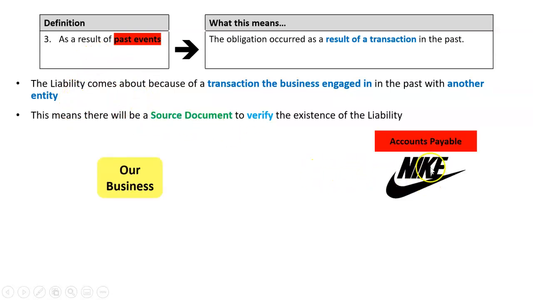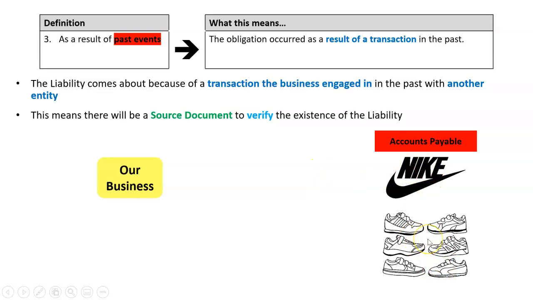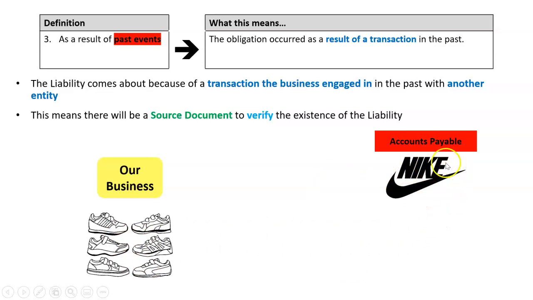So, for example, if we bought a bunch of shoes from Nike, didn't pay for them, and they said, you now owe us money, that's a liability, well, there should be some sort of source document to prove it. So that is the actual transaction that took place, though.